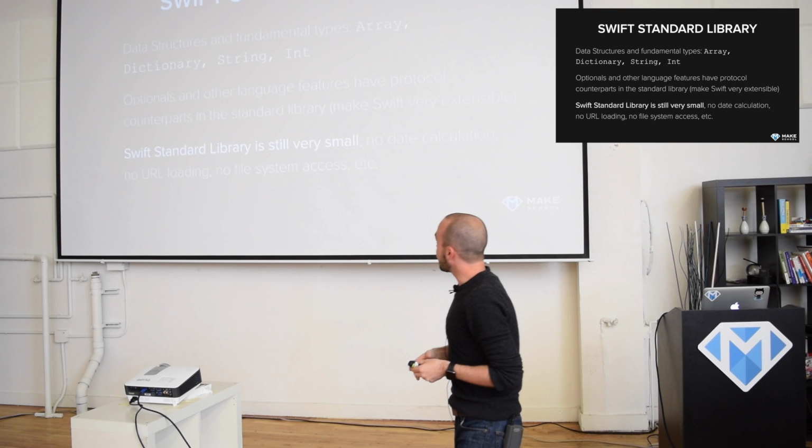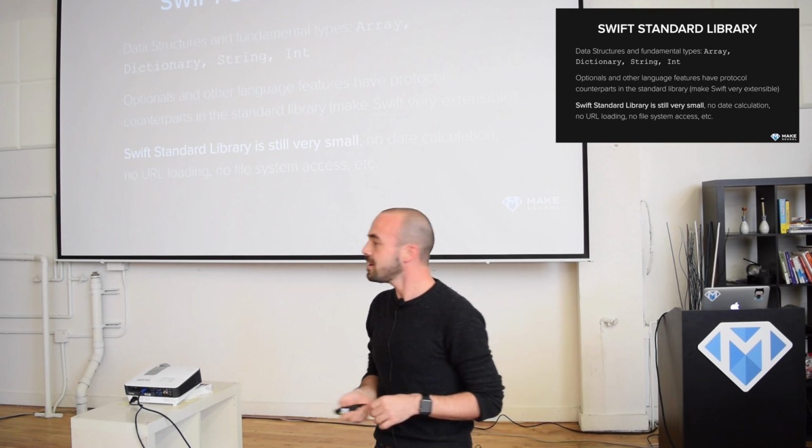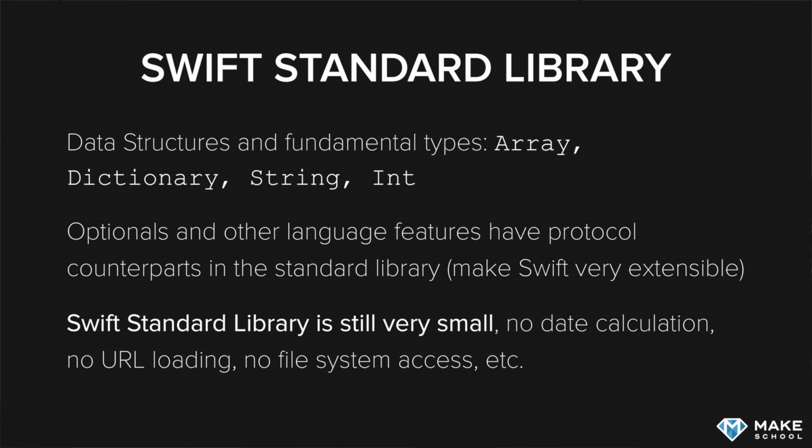So let's talk about the Swift standard library. As I said, essentially only a few very basic types are provided. Dictionaries, strings, Int, all such kind of stuff. One of the interesting features of the standard library are optionals. We're going to talk about them later. And that's also a cool part about Swift.